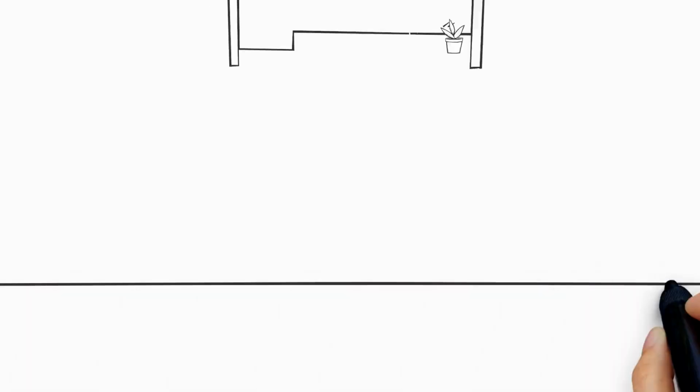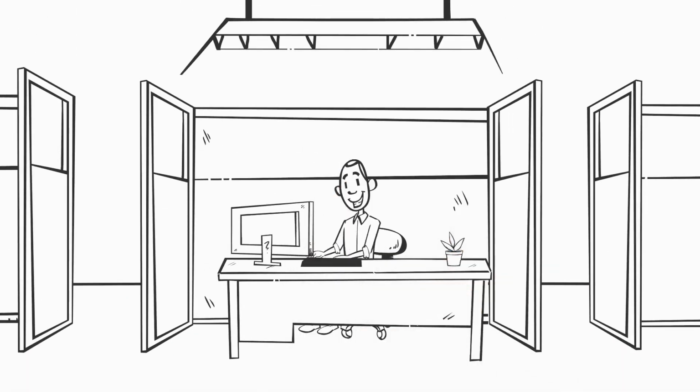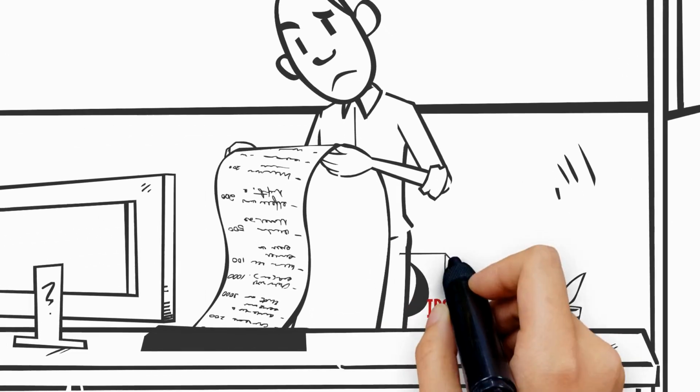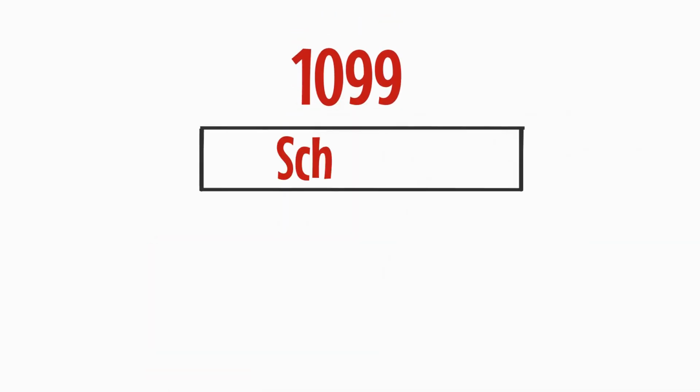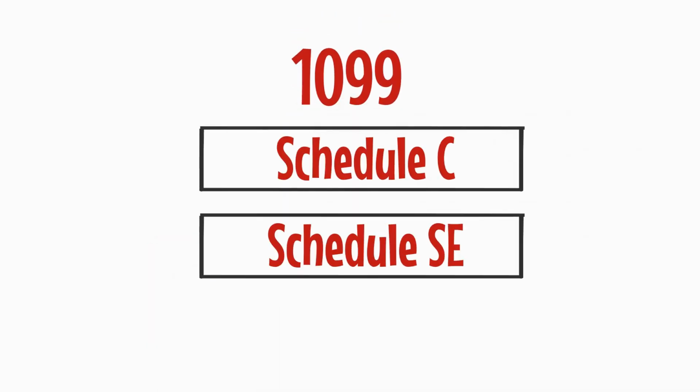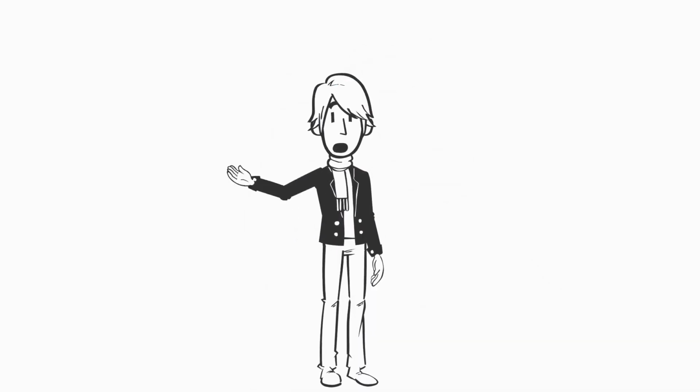You're self-employed. You work for yourself. No boss, no W-2, no office politics. But come tax time, you suddenly meet the IRS alphabet soup. Form 1099, Schedule C, Schedule SE, Form 1040. Estimated tax payments. What does it all mean?